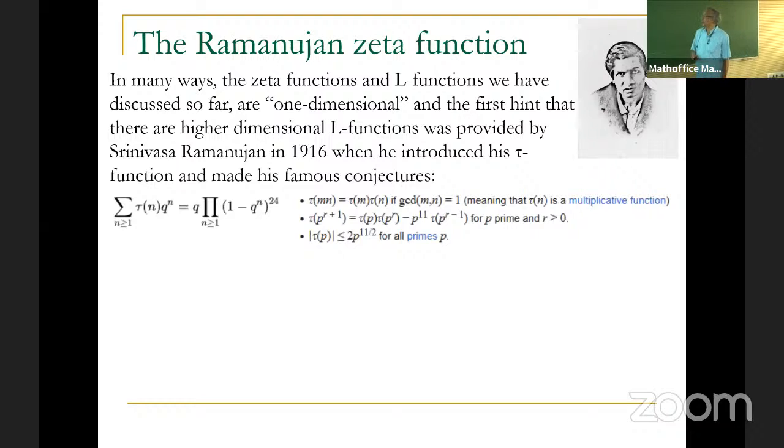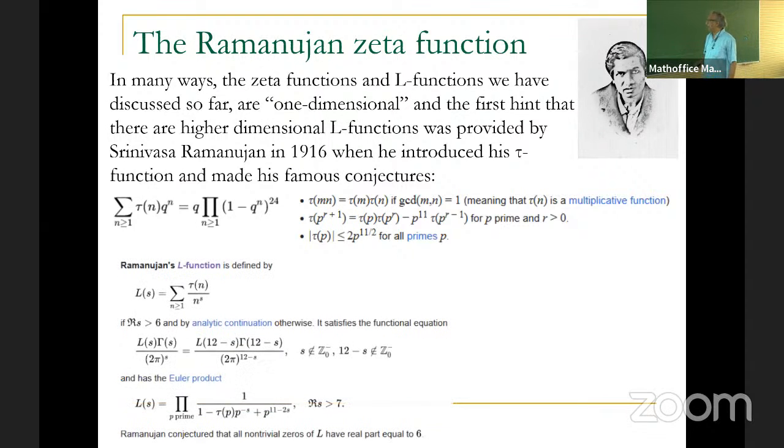And he made three conjectures, which have become famous: that tau is multiplicative. See that word, multiplicative? It satisfies a second order recurrence relation like this at the prime powers. And the tau of p is bounded by 2 times p to the 11 halves. He also, in that same paper, defined a Dirichlet series like the zeta function. So he defined the summation of tau(n) over n to the s, like the zeta function. And he actually proved a functional equation.